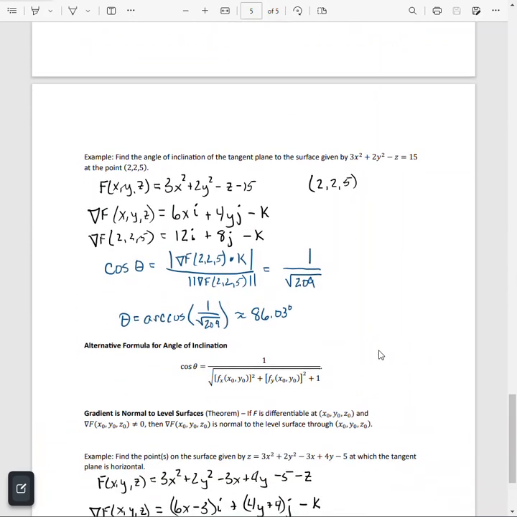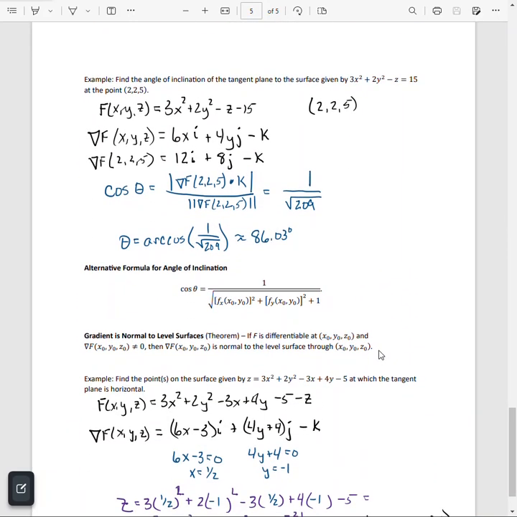Let's just do an example. Find the angle of inclination of the tangent plane to the surface given by 3x squared plus 2y squared minus z equals 15 at the point (2, 2, 5). The first thing I'm going to do is define my capital F. I'm going to subtract the 15 from both sides. Once I have my function, capital F of x, y, z, I want to find the gradient.